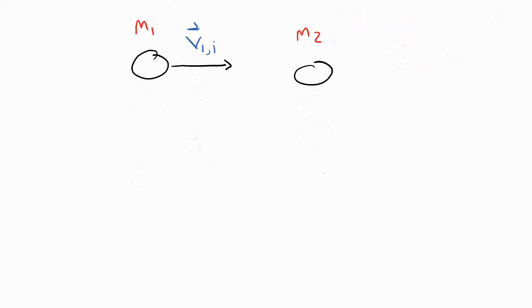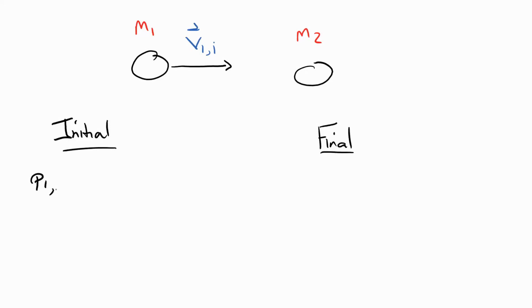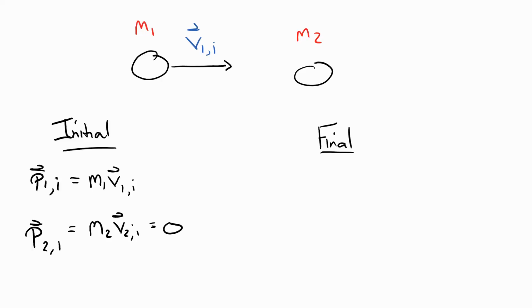So consider this case now. I have m1 v1, some velocity, colliding with m2 v2. The way that I'm going to look at this is just like when we're talking about energy. I'm going to have an initial state, and I'm going to have a final state. In my initial state, I have some initial momentum for the first object, which looks like m1 v1. I have some initial momentum for the second object, which looks like m2 v2 initial, which as I've drawn it is just 0.